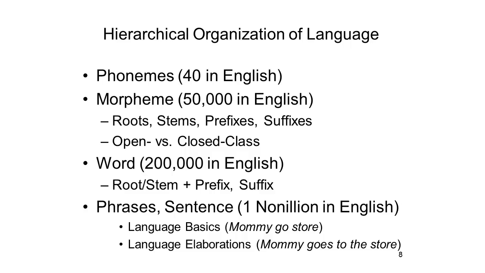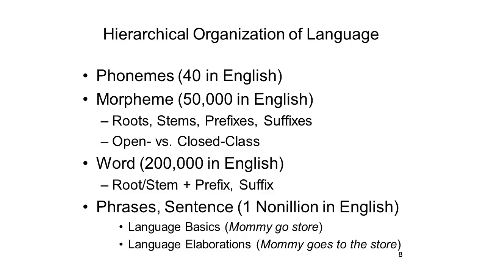At the next level, the word consists of one or more morphemes, a root or a stem, plus perhaps a prefix or a suffix, or both. In English, there are about 200,000 of these. Morphemes are combined into words according to the same kinds of phonological rules. At the next level, phrases and sentences consist of strings of one or more words that contain some meaningful proposition. In English, or for that matter any other language, the number of possible phrases and sentences is essentially infinite. Remember the 1 nonillion estimate from a couple of slides ago.